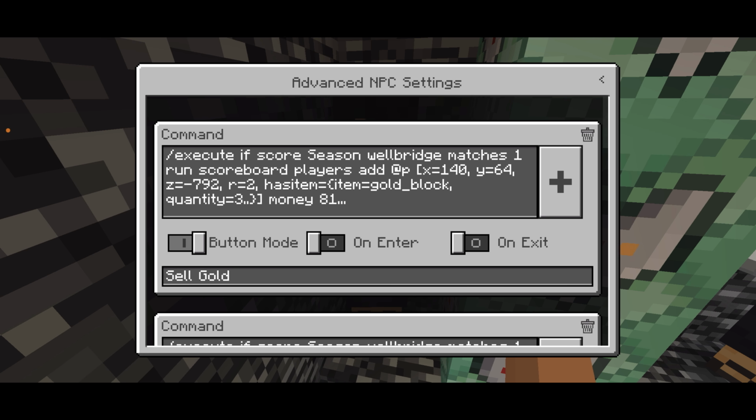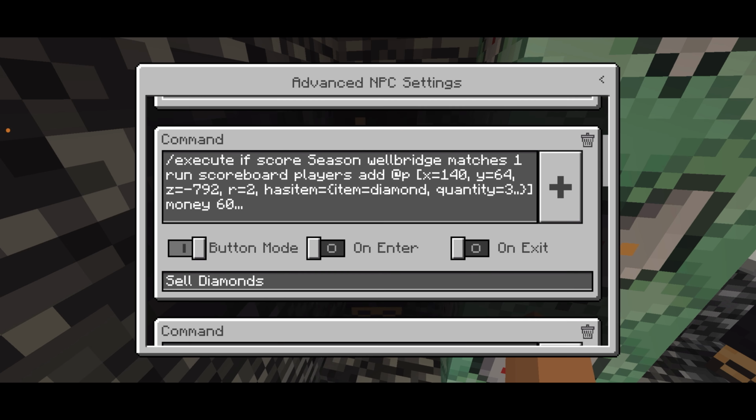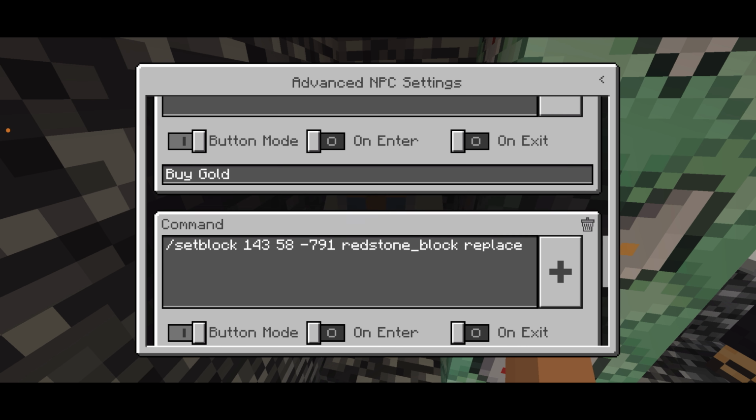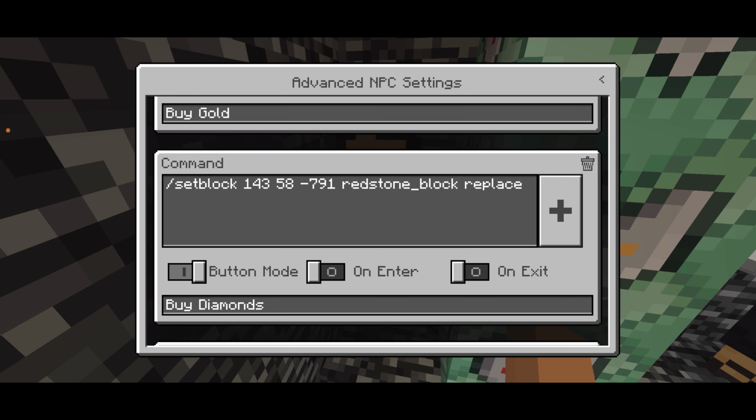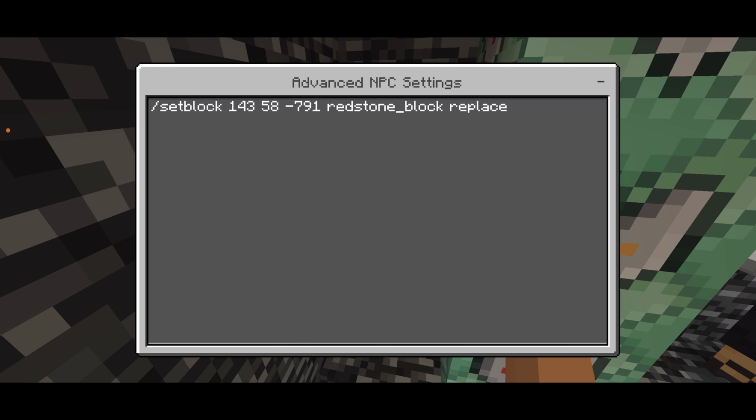We'll look in advanced settings. So we've already done sell gold, we did sell diamonds, we did sell netherite, and we did buy gold. Now the fifth command area is going to be buy diamonds button mode. And it's going to be set block and then the coordinates.